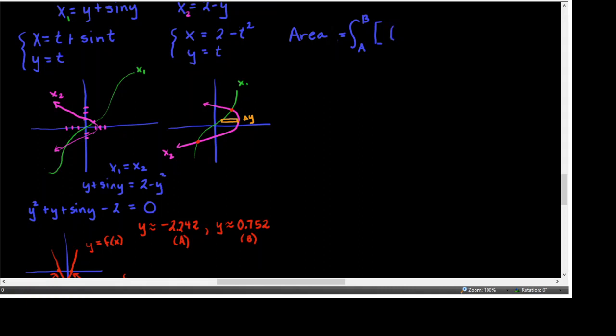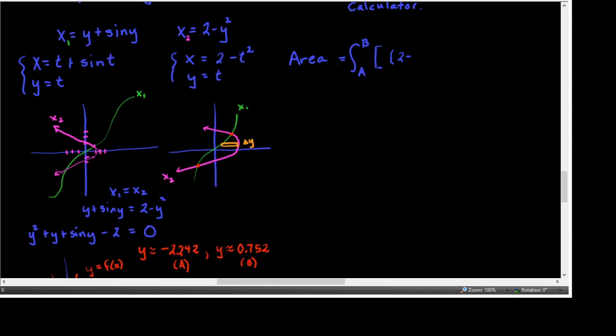So that's 2 minus y squared. Let me move that up a bit so I can make sure. Yeah, that's what it says. 2 minus y squared, that's the rightmost one, minus the left one, which is x sub 1, and that was y plus sine of y. I hope you notice the use of parentheses to protect these expressions that are themselves two terms or more. You need parentheses to protect, especially behind the subtraction, times dy.